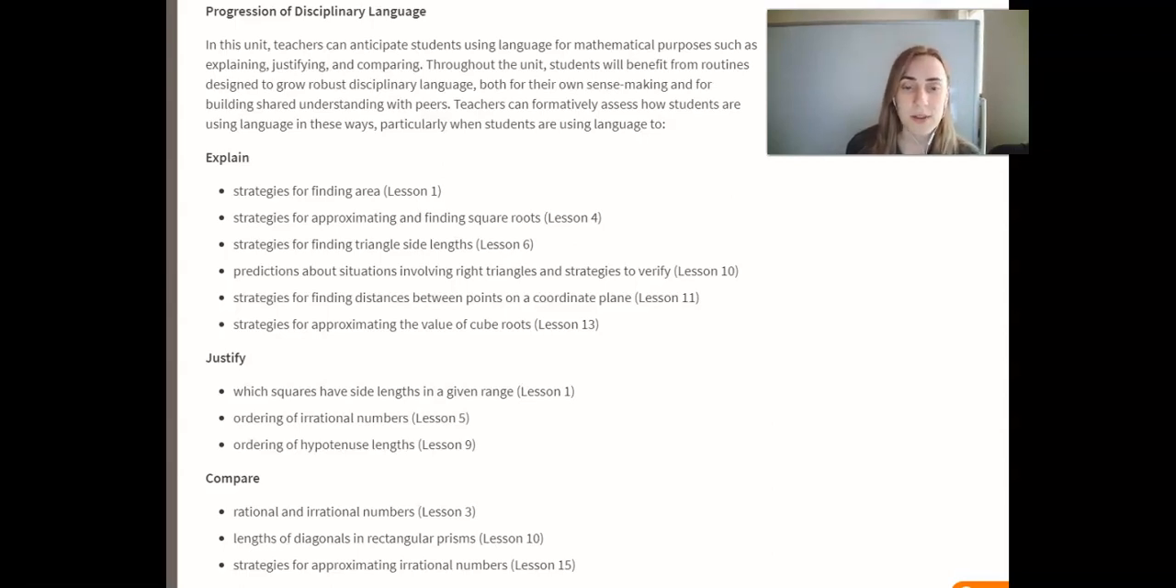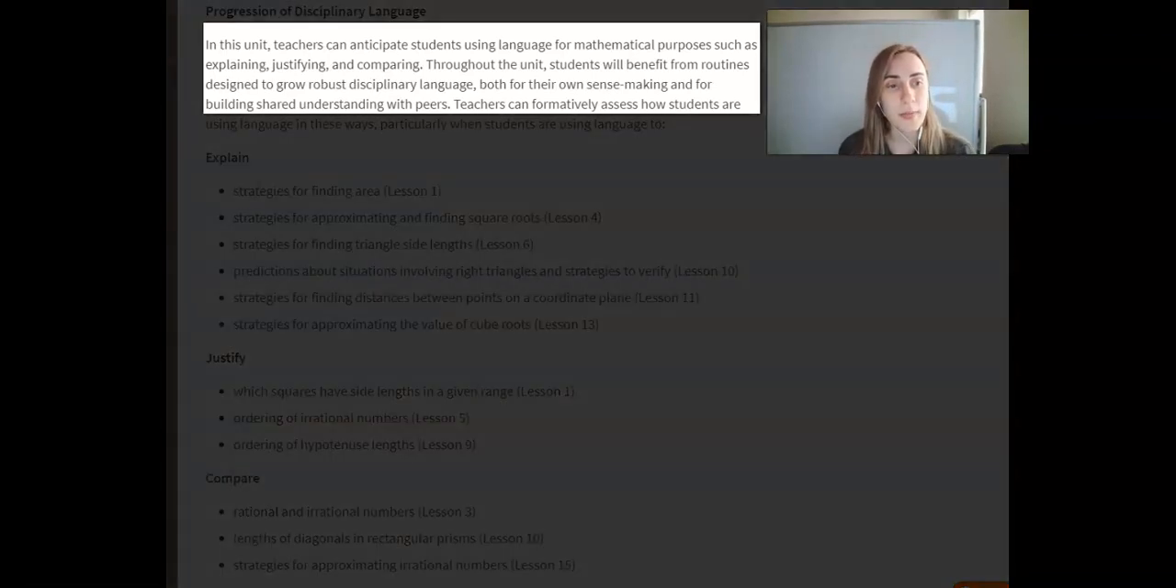Strategies for approximating and finding square roots come up in lesson 4. And it's a really good idea to anticipate the language that students will use for mathematical purposes, as it says at the top, such as explaining, justifying, and comparing.